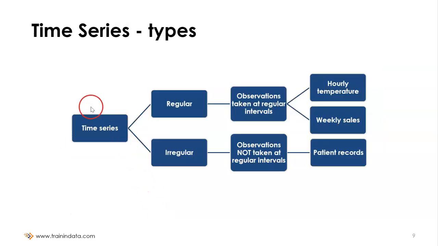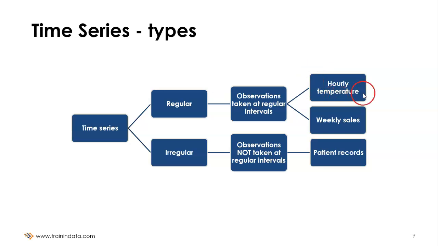Time series can be regular or irregular. In regular time series, we take observations at regular time intervals. For example, in weekly sales, we have sales revenue for each week.